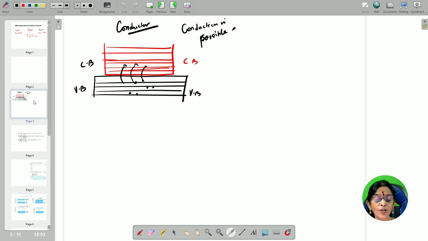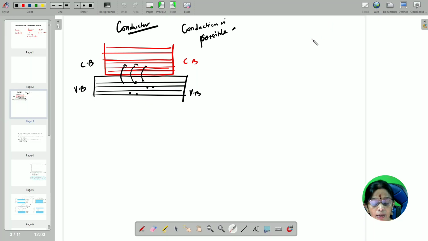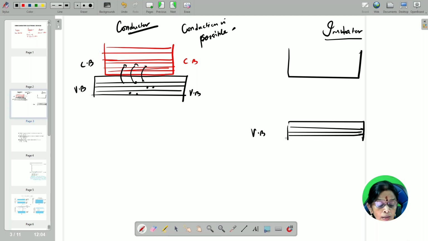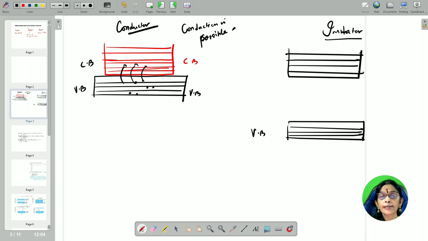Okay, children, hope you understand. But in the case of an insulator, something different. In the case of an insulator, the valence band and the conduction band are separated by a vast energy gap. That energy gap is greater than 3 electron volt. So, therefore, the electrons from the valence band are unable to move towards the conduction band.